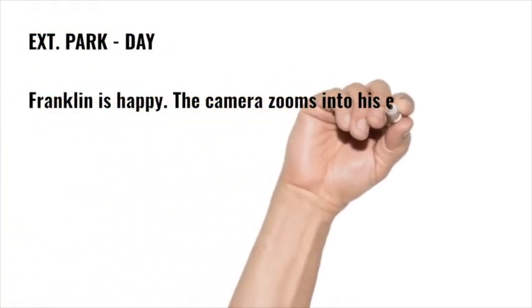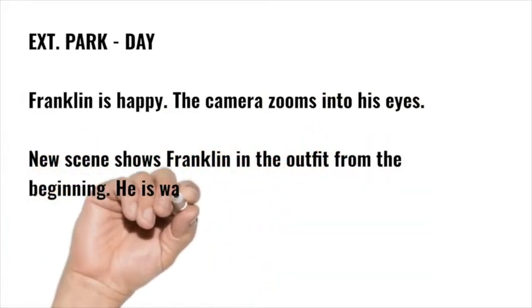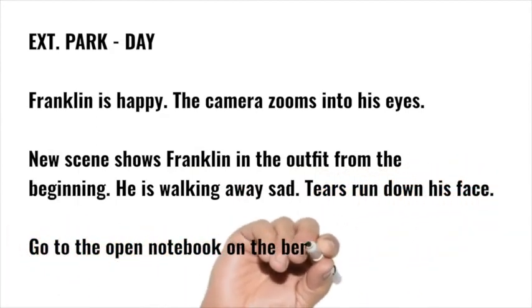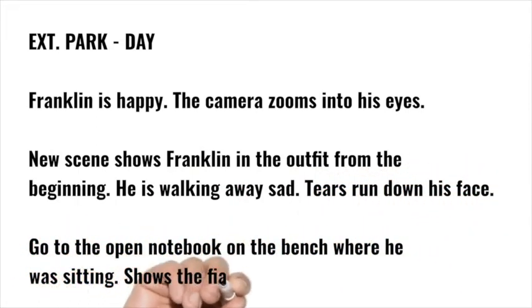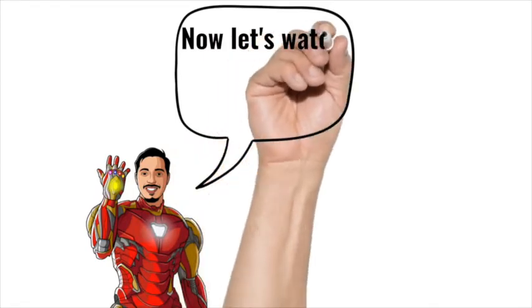The next thing we're going to do is zoom into his eyes when he's happy, and then we're going to pull back, showing him sad now, but he's wearing the same outfit as before, showing that that flashback is now over. And then at the end of it, it will go to the notebook showing the fiance's last words and the depression. So let's jump right into what this final outcome looks like.